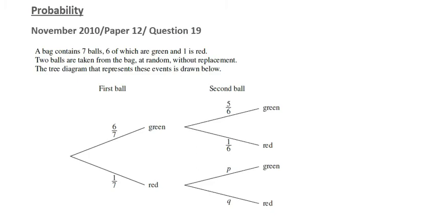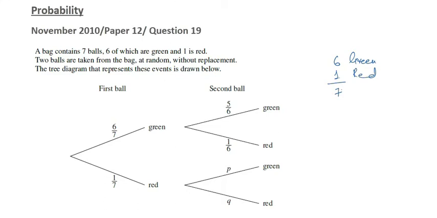So here we have another question of probability from November 2010, paper 1, question 19. According to this question, a bag contains 7 balls, 6 of which are green and 1 is red. So altogether we have 7 balls, 6 are green and only 1 is red. If we add these two, it's 6 plus 1, 7. And altogether they have told that we have 7 balls in the bag.